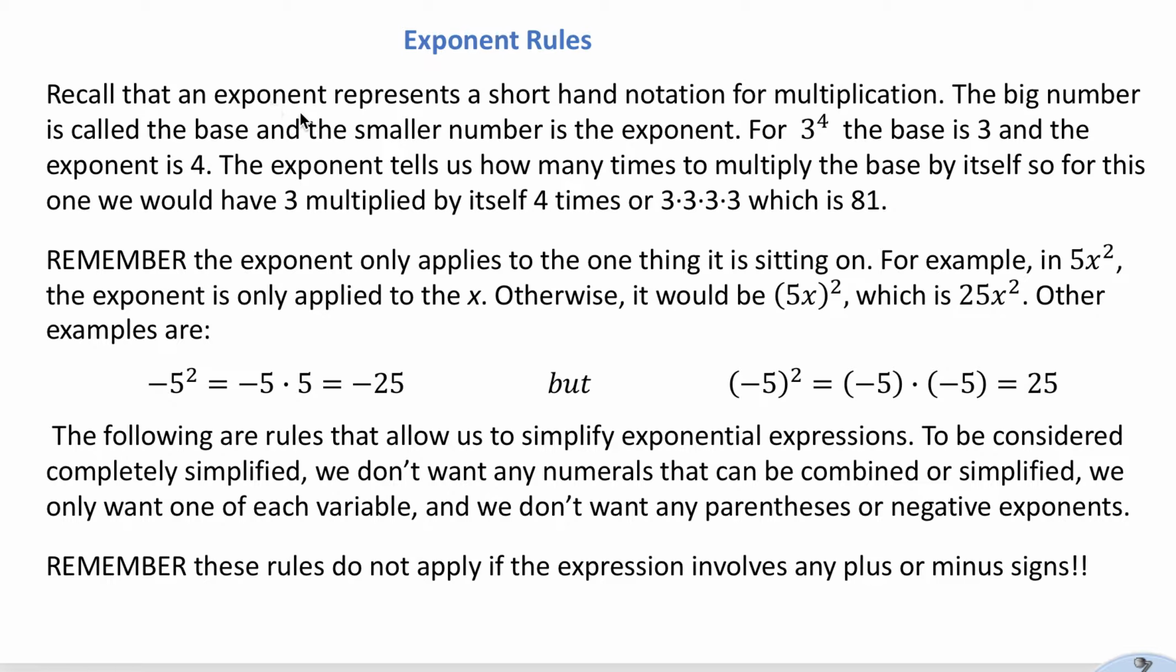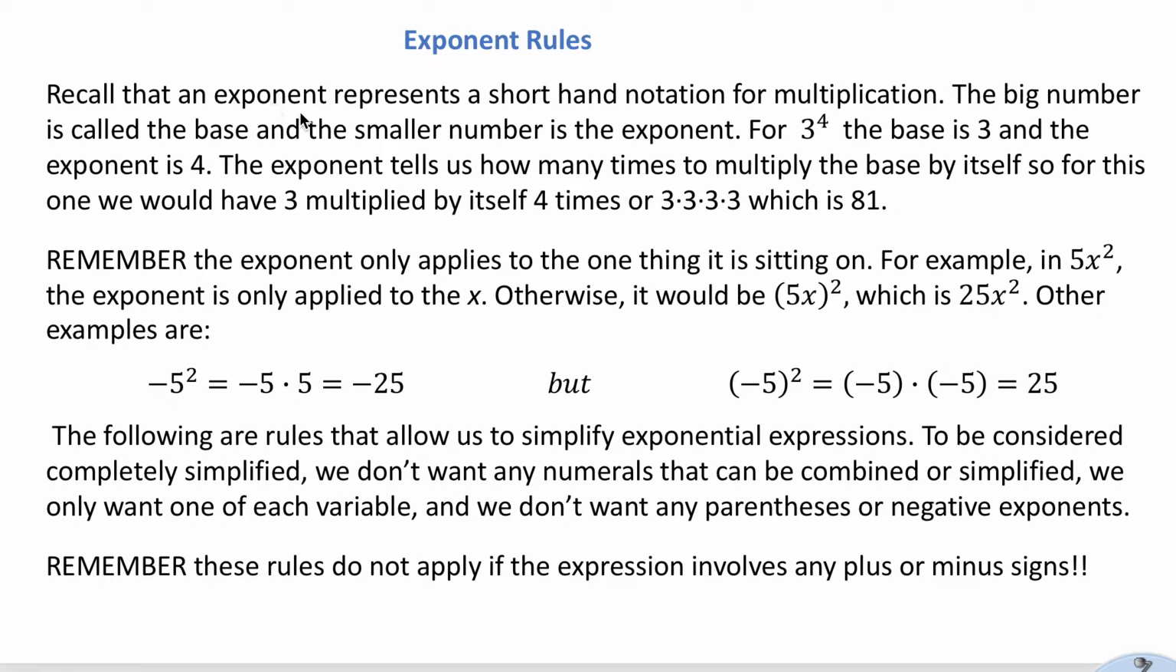3 multiplied times itself 4 times, which then would say, okay, so then that's 9 times 9 is one way we can figure out that that's 81. Now remember, the exponent only applies to the one thing it is sitting on. So for example, in 5x squared, the exponent is only applied to the x. Otherwise, if we wanted the whole 5x to be squared, it would need to be written like this. Now that would mean the 5 and the x are being squared, so that would be 25x squared.